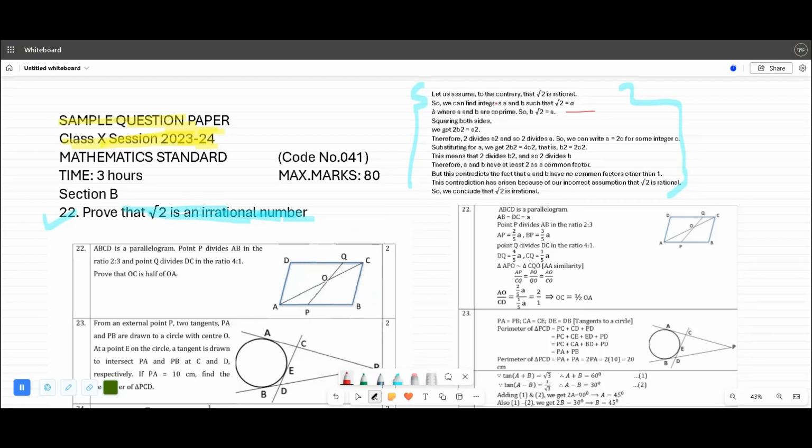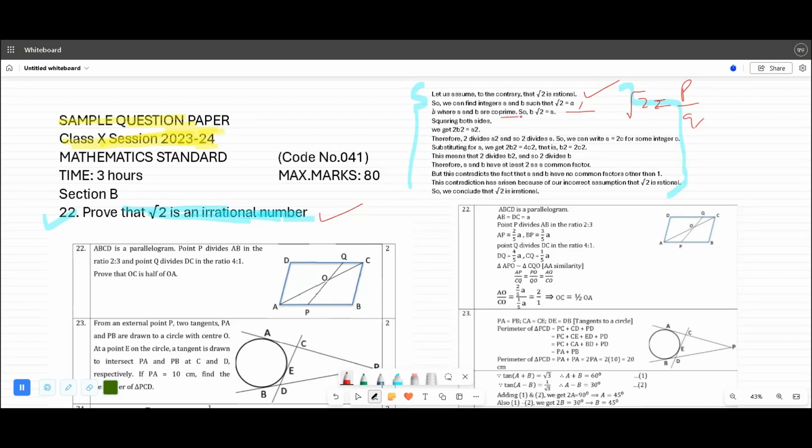That means we can find two integers a and b such that root 2 is equal to a over b. The question was to prove root 2 is irrational, but we are presuming the opposite, that root 2 is a rational number. If root 2 is rational, we can represent it in the form p by q, where q is not equal to 0. That is the definition of a rational number. So we have assumed there are two integers a and b such that root 2 is equal to a over b, where a and b are both co-prime.